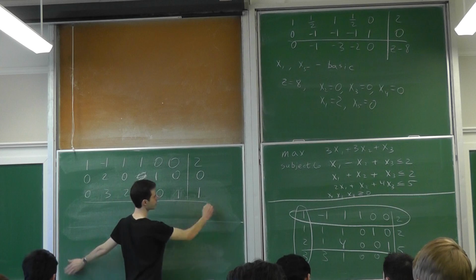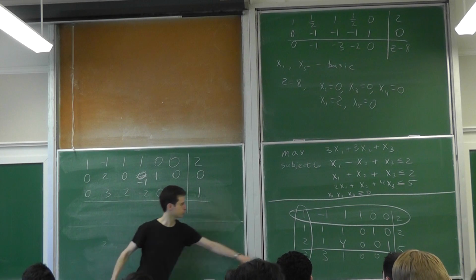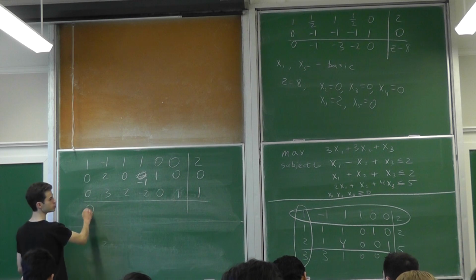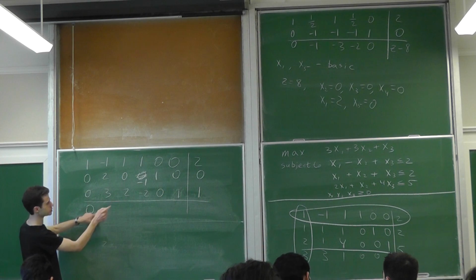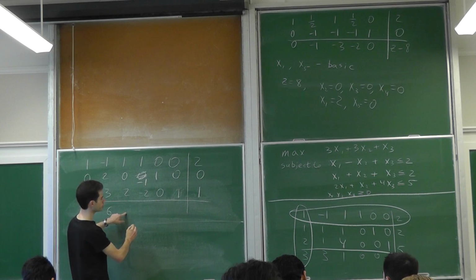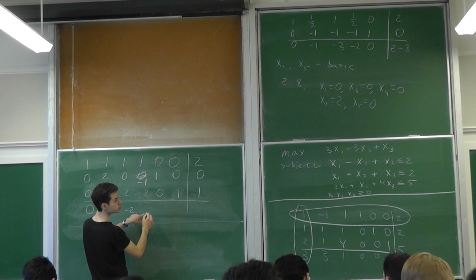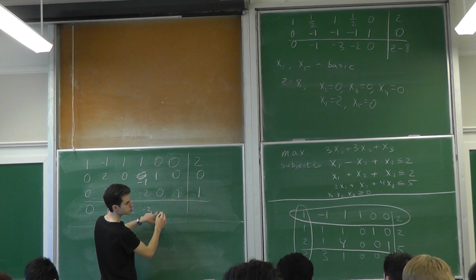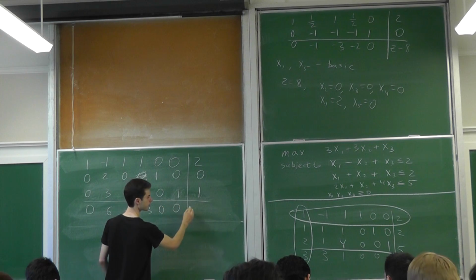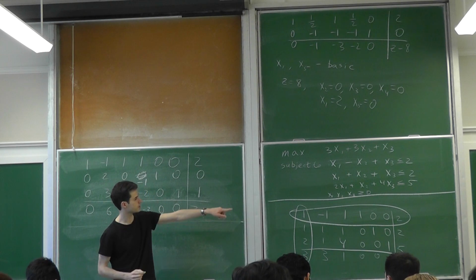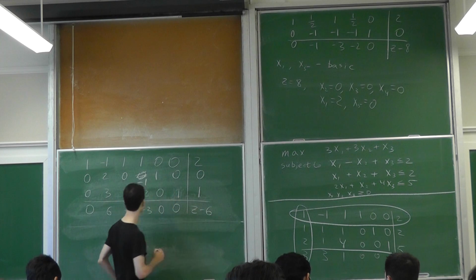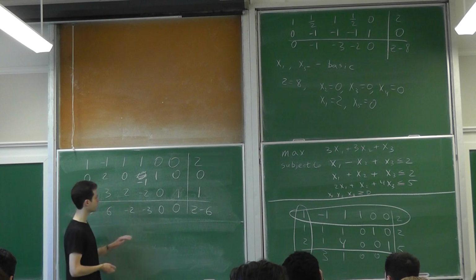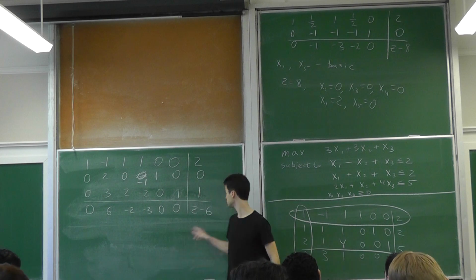And finally z, my objective function. I'll try to make this 0. I'll subtract 3 times the first row: 0, 3 minus 3 times the first row, 6. 1 minus 3, minus 2. 0 minus 3, minus 3. 0, 0. And here z minus 2 times 3, 6. So you see that in this pivoting, I increase the value of z up to 6.